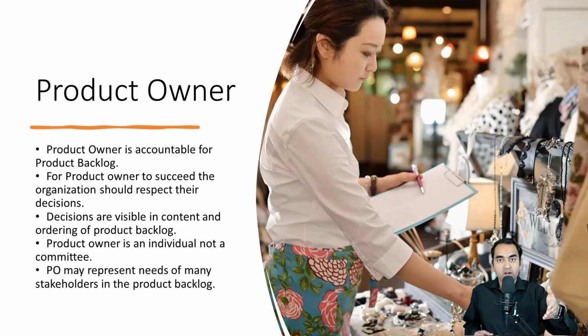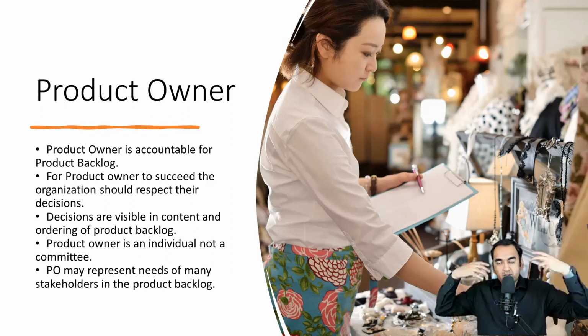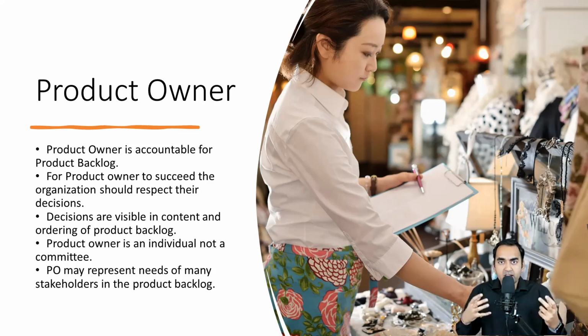If a product owner wants to succeed, the organization should respect their decision. It so happens that sometimes the people sitting on the board do not understand the rationale behind the product owner's decision, and they push him or her to get more features delivered. At that time, the organization, or the people sitting at the top, should respect the product owner's decisions.